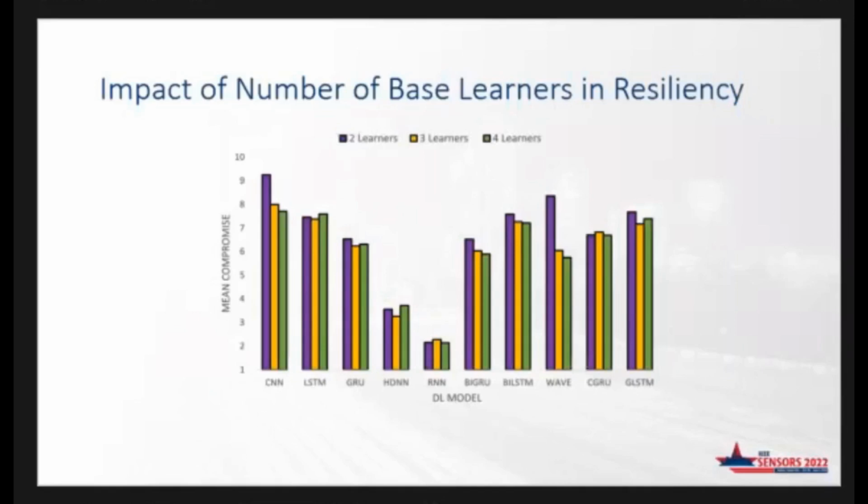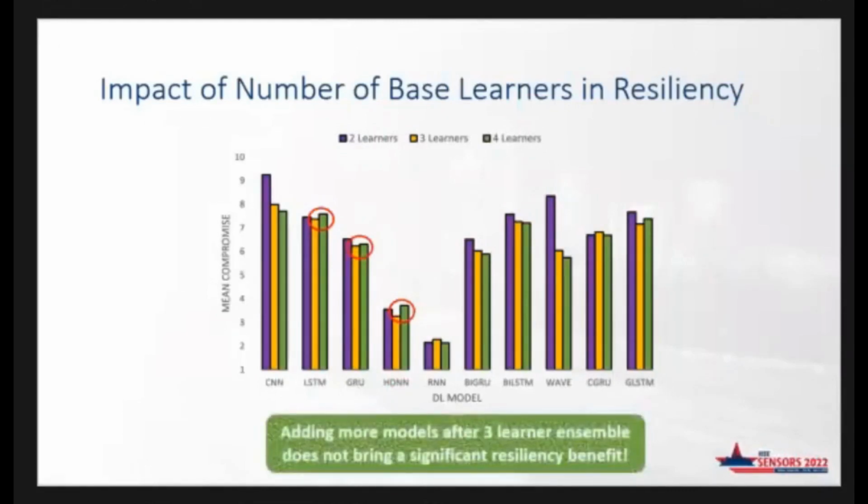What we can see from this figure is that when we go from a 2 learner ensemble to a 3 learner ensemble, we can see a significant mean compromise improvement. So what happens when we go from 3 to 4 learners? In some models, we even got worse results. The goal of this experiment is to find the optimal configuration for our proposed defense framework. We have observed that adding more models after 3 does not bring significant resilience. So we can conclude that we can select a 3 learner ensemble for our defense.